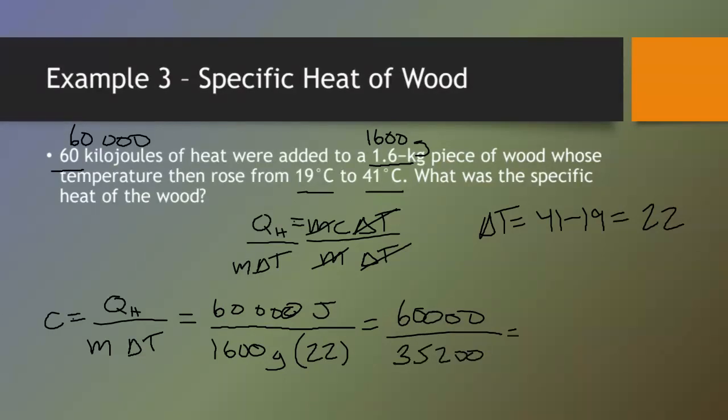And then if we divide those two, 1.70 joules per gram per degree C. So this is the specific heat for wood. Notice it is much less than the specific heat for water. Right? Water is going to have a higher specific heat than most things. Not everything, but most things.